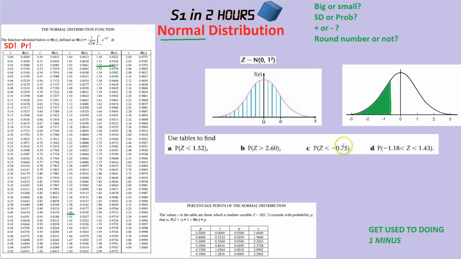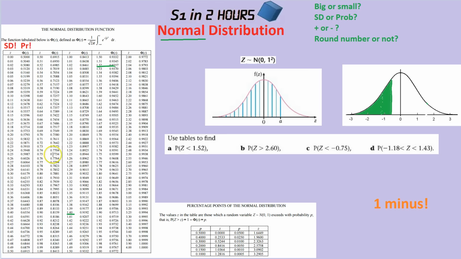Let's look for 0.75. Ah, it's not on here. So what do we do if it's not on here? That's where the third question comes in, plus or minus. Because we can't find, and you'll never be able to find any minus numbers on here, you have to look for the plus version. So we're going to look for plus 0.75. Just before we go on, let's put an even bigger reminder. It's 1 minus that we almost always have to do.